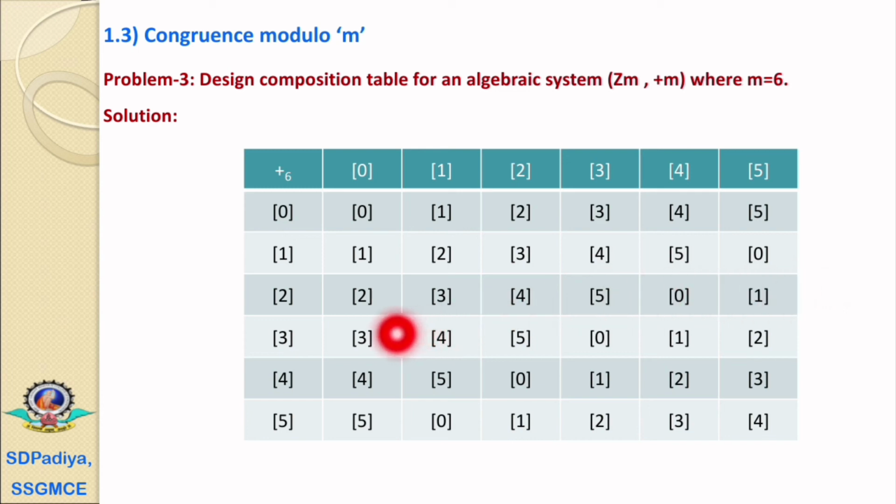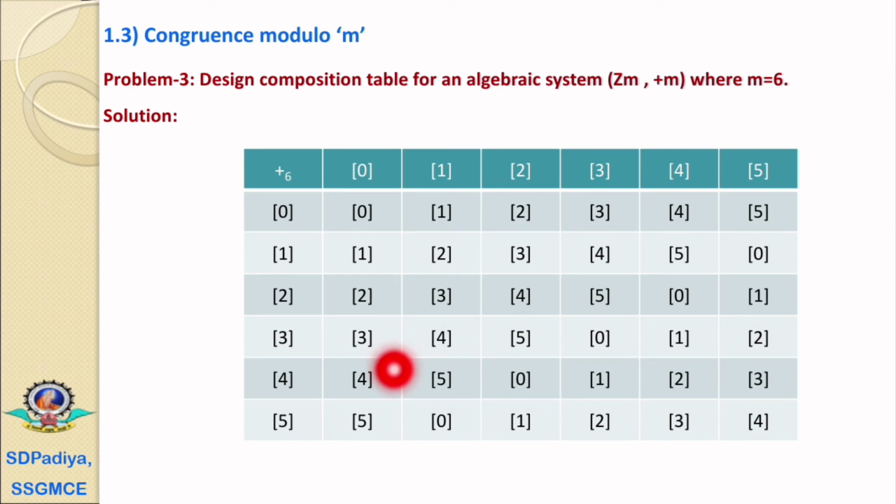The 3 plus 0 is equal to 3, 3 plus 1 is equal to 4, 3 plus 2 equals 5, 3 plus 3 equals 6, but 6 mod 6 is equal to 0, 3 plus 4 is equal to 7, but 7 mod 6 is equal to 1, and the last is 3 plus 5 is equal to 8, but 8 mod 6 is equal to 2.